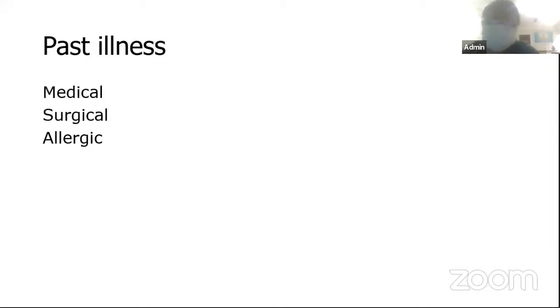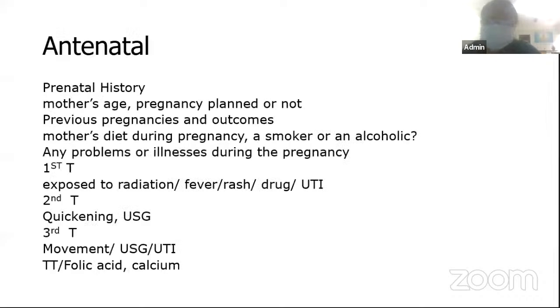After the presenting illness, the next part is the past illness. You have to elicit any significant medical, surgical, or allergic history. Then the important thing is antenatal, natal, and postnatal or birth history. The antenatal history is like the gynec case taking. You have to get the prenatal history: the mother's age, whether the pregnancy was planned or not, whether folic acid was taken or not, what the previous pregnancy outcome was, the diet of the mother, whether she is alcoholic or smoking, and whether there was any problem or illness during the pregnancy.